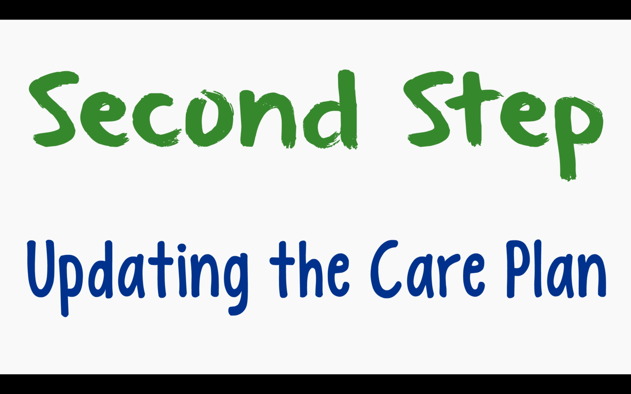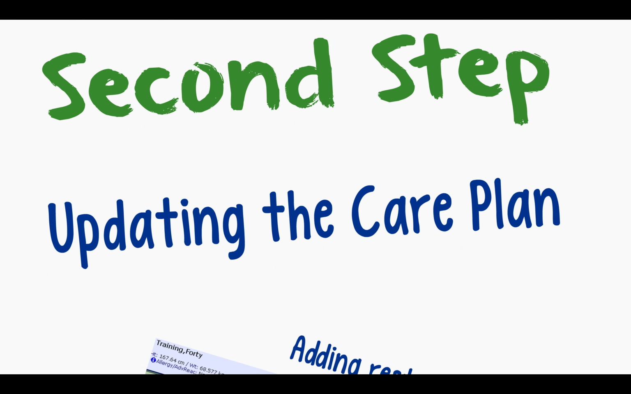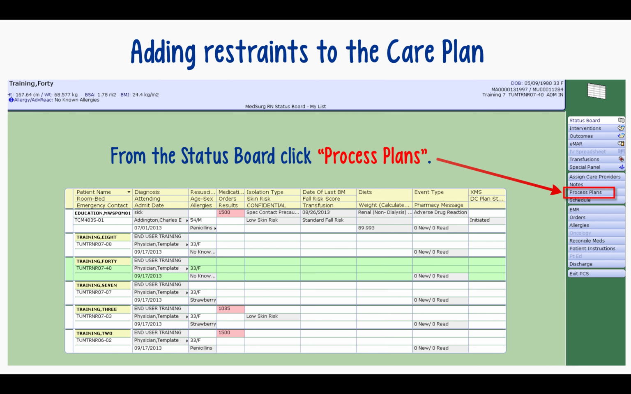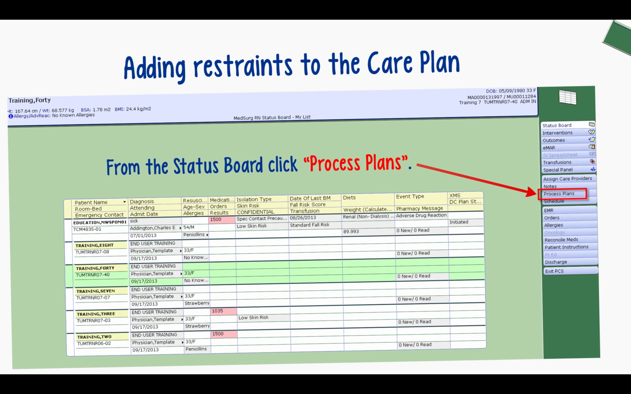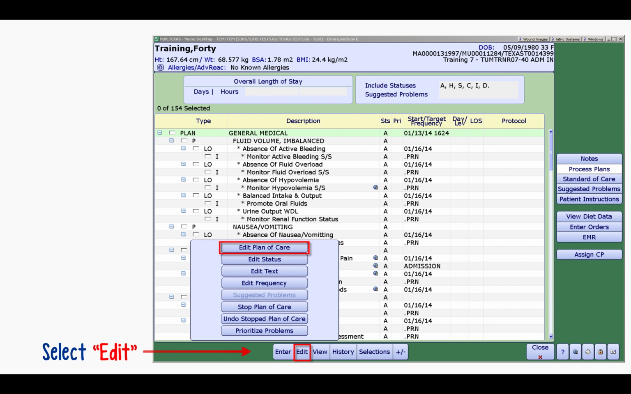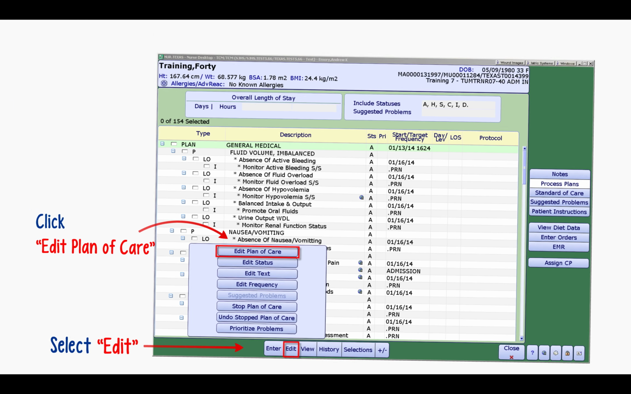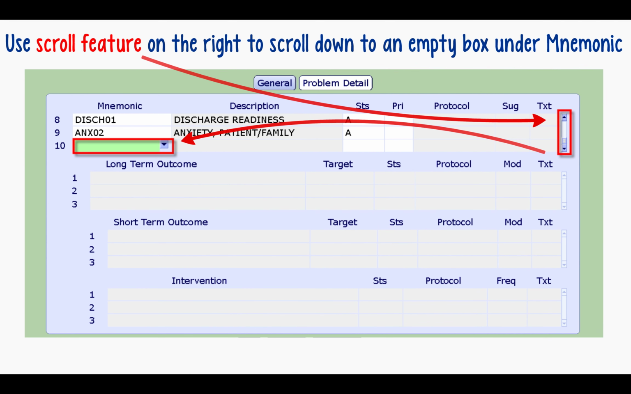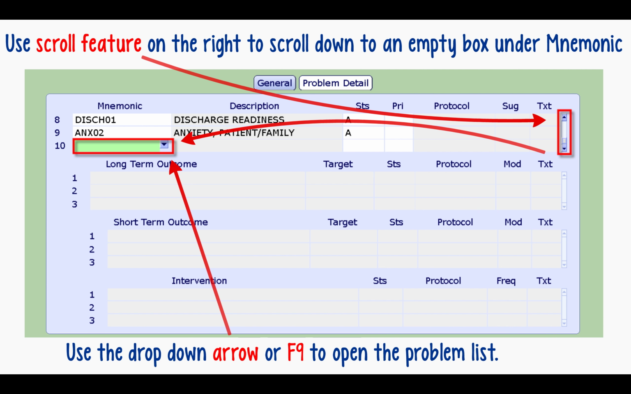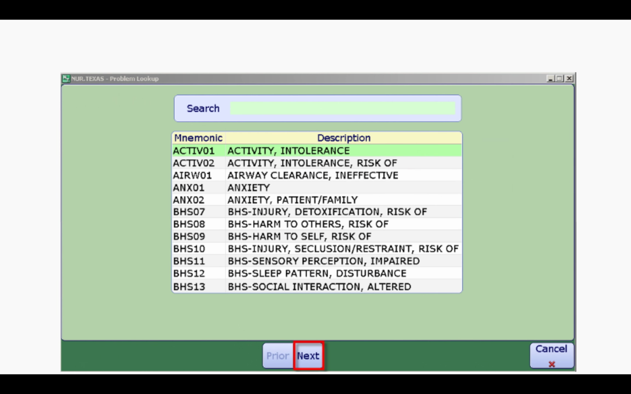This moves us to our second step, updating the care plan. From the status board, click Process Plans on the right navigation bar. Now click Edit on the bottom footer and click Edit Plan of Care. Use your scroll feature on the right to scroll down to an empty box under Mnemonic and use the drop-down arrow or F9 to open the problem list.